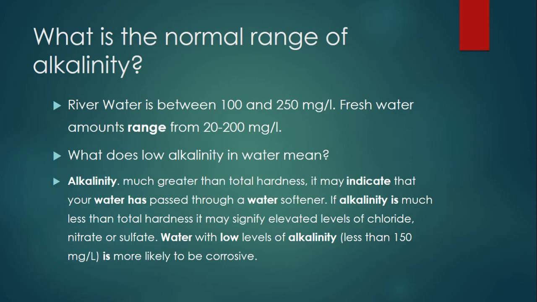So, what does low alkalinity in water mean? If alkalinity is much greater than total hardness, it may indicate that your water has passed through a water softener. If alkalinity is much less than total hardness, it may signify elevated levels of chlorine, nitrate, or sulfate. Water with low levels of alkalinity is more likely to be corrosive.